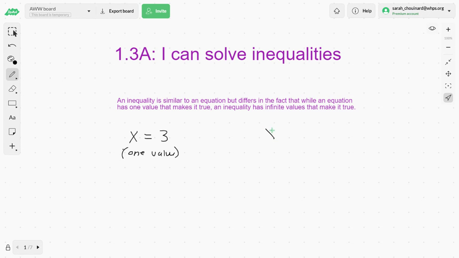Now that we have inequalities, x being greater than 3, there are infinite values that can make this true because there are infinite numbers that are greater than 3. 4, 5, 6, 7, 8. I could sit here and list infinite numbers that work for this inequality. So that's one of the main differences. We'll see some more differences as we move along here.